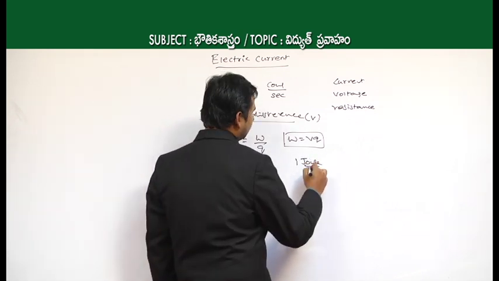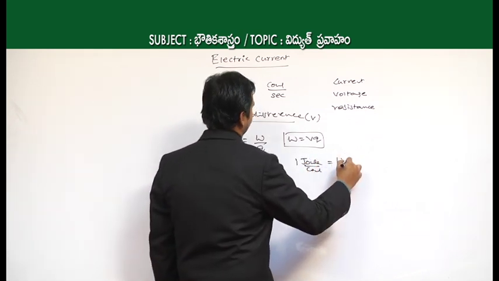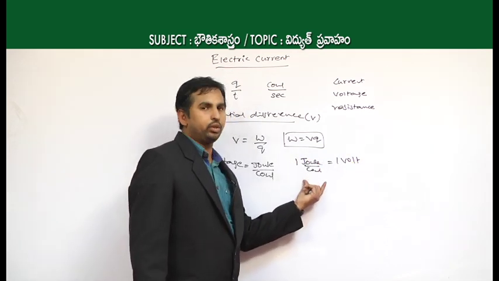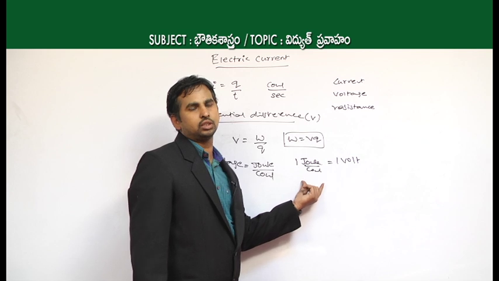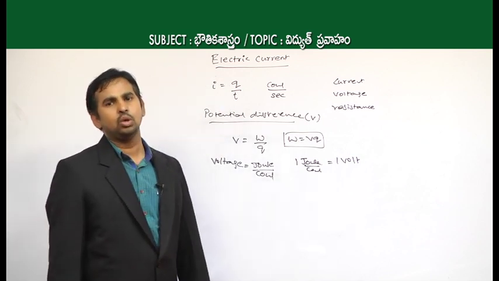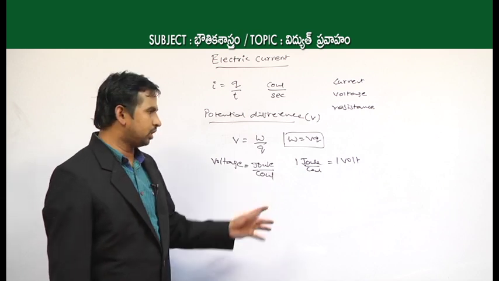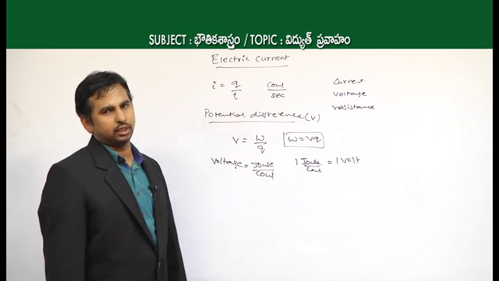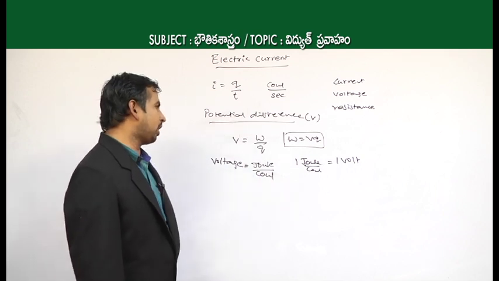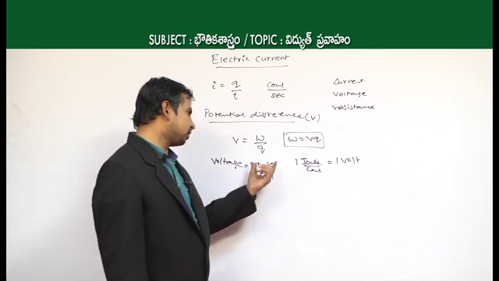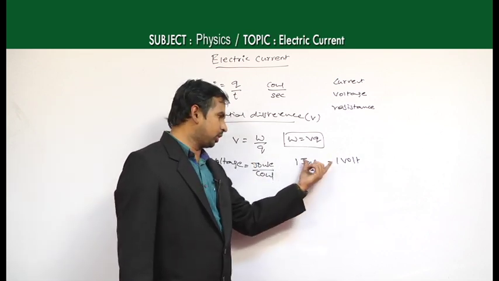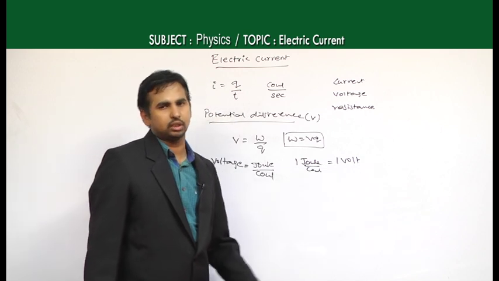1 joule per coulomb we call 1 volt. If you are doing 1 joule of work on a unit charge having the charge of 1 coulomb, then we can say the potential difference becomes 1 volt. So for voltage we have two different units: joule per coulomb, or volt. Both are the same here.